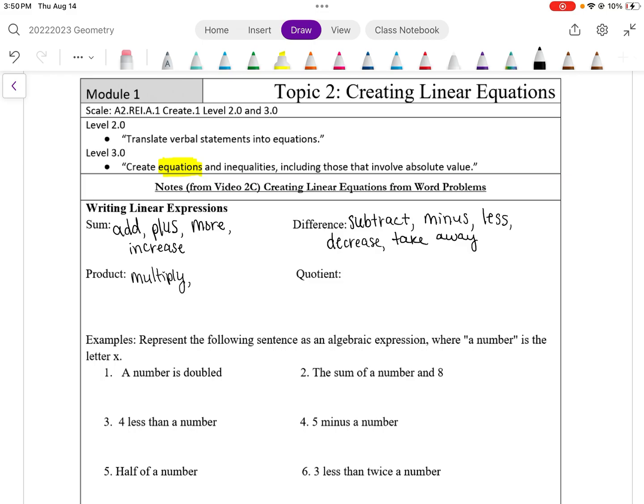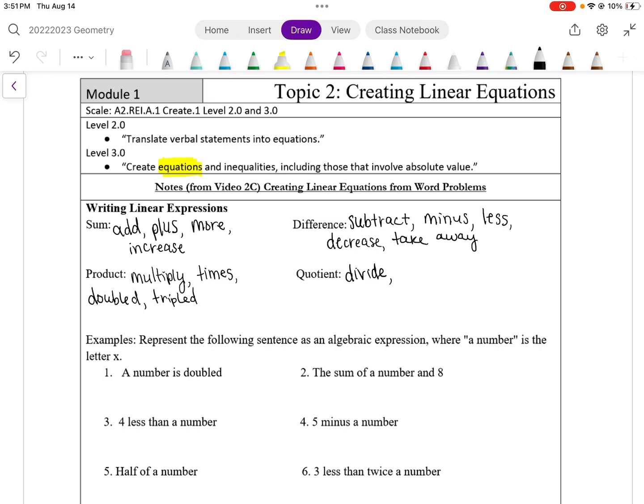Product. Product means the same thing as multiply. You multiply two numbers, you found the product. Times. If I take something 3 times, that means I'm multiplying it by 3. Let's see. You might see like double. If it's doubled, that means it's multiplied by 2. Or maybe even tripled. Those would signal that you're multiplying, and obviously there's more. I'm just trying to throw out some keywords that you might be familiar with.